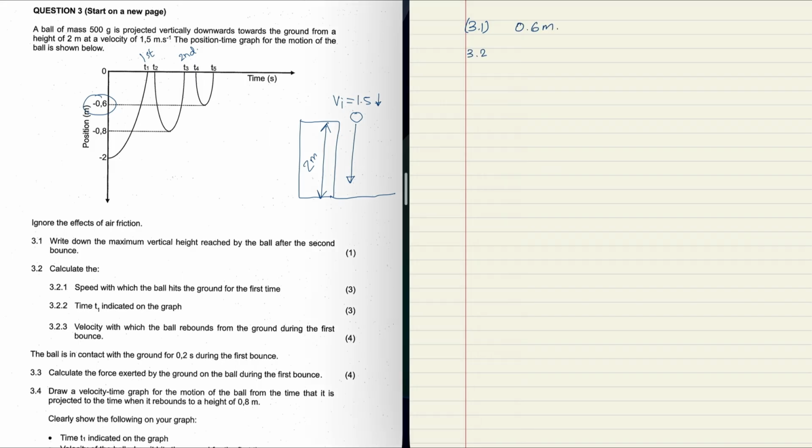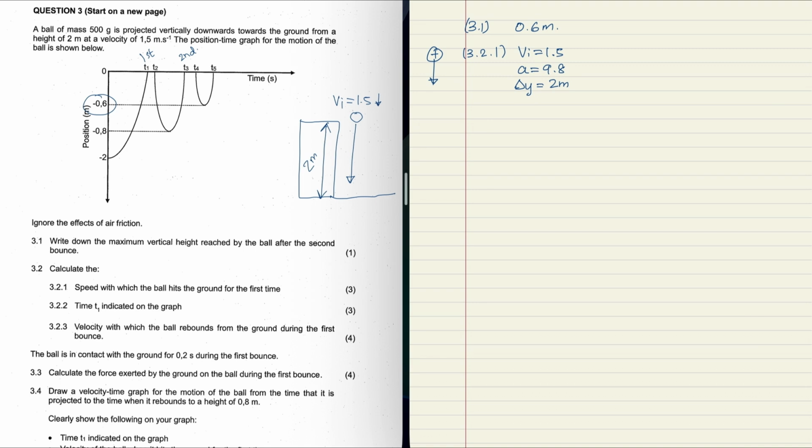Question 3.2.1. Calculate the speed with which the ball hits the ground for the first time. Now, because the ball is moving downward, I'm going to choose down as positive. So I'm going to represent it like this. That's telling the examiner that I've chosen down as positive. Now the quantities I know: V_I is going to be positive 1.5. I know acceleration is going to be positive 9.8. And I know the displacement of the ball is going to be 2 meters. And that's all going to be positive because it's moving downward.